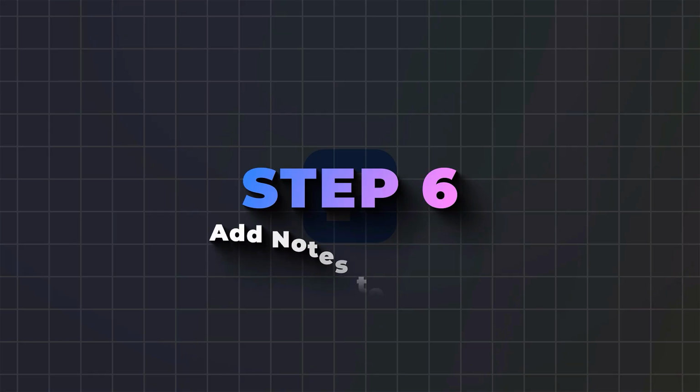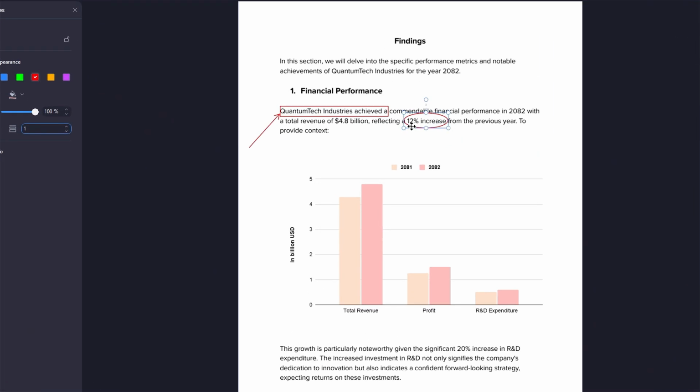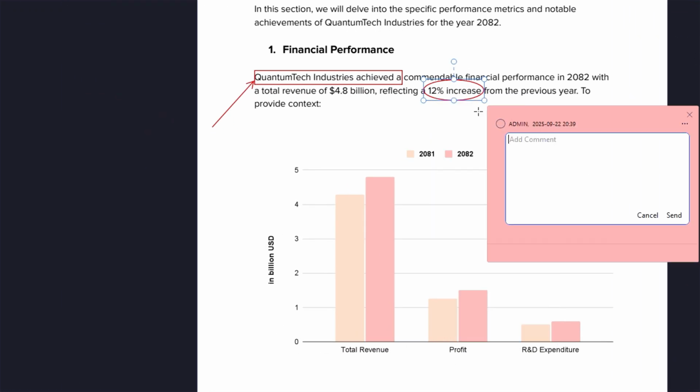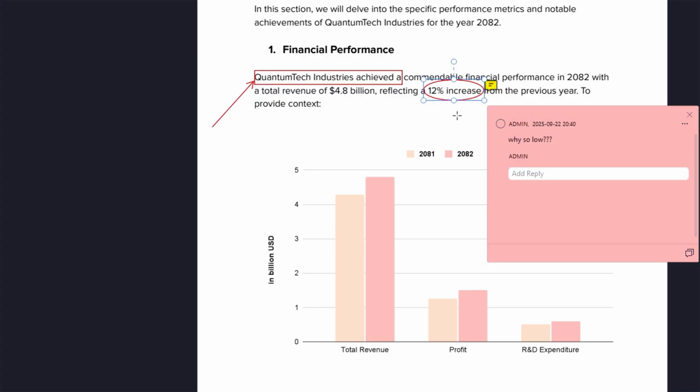Step 6. Add notes to shapes. Right-click the shape and select Add Comment. Type in your explanation or feedback. Now your visual mark has context too.